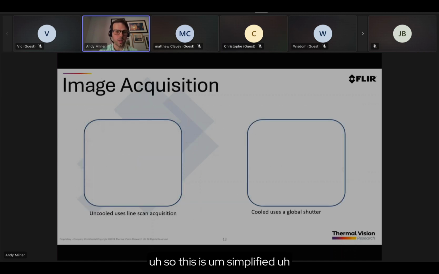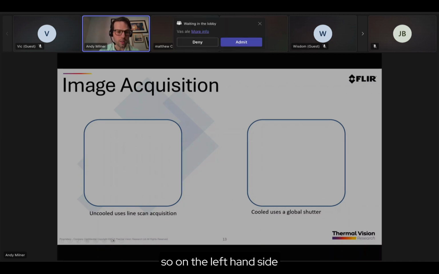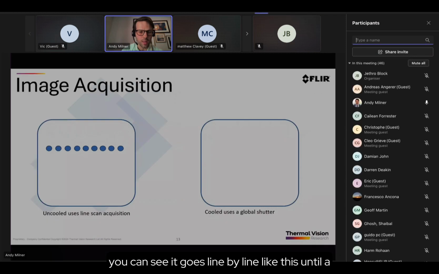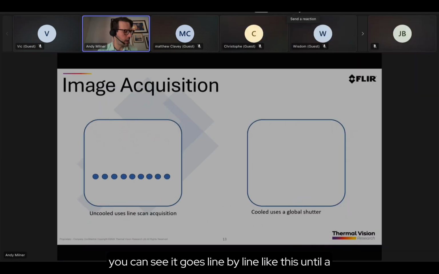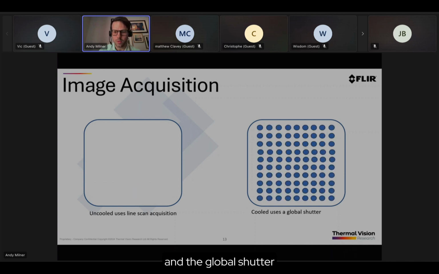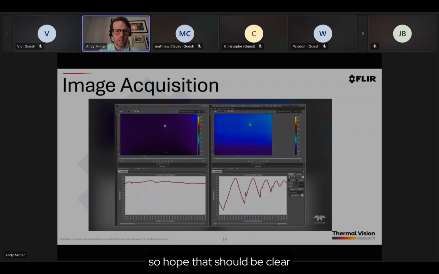So this is a simplified visual to show what happens with each sensor. On the left-hand side, we've got the uncooled line scan. So hopefully this animation works. You can see it goes line by line like this until an image is formed. The global shutter, you can see, scans every pixel at once. So I hope that should be clear.